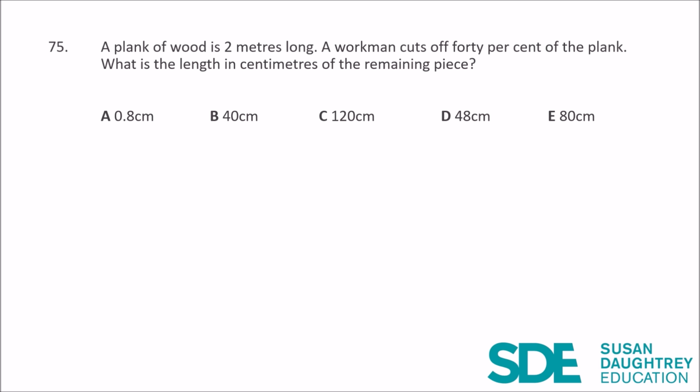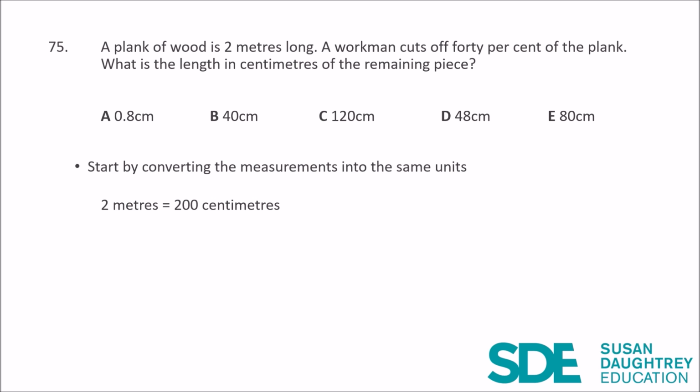Question 75 asks, a plank of wood is 2 metres long, a workman cuts off 40% of the plank. What is the length in centimetres of the remaining piece? Well, you should always start by converting the measurements into the same units. So here I would convert the 2 metres into 200 centimetres.